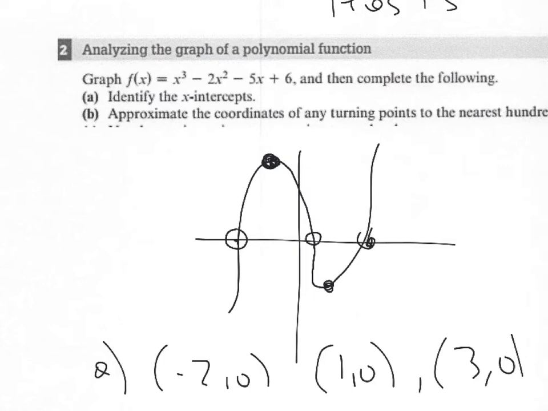If you use a calculator or graphing calculator or Desmos, the 2 turning points are: one of them will be (-0.79, 8.21), and the second one at the bottom will be (2.12, -4.06). I can't squeeze this, so (2.12, -4.06).